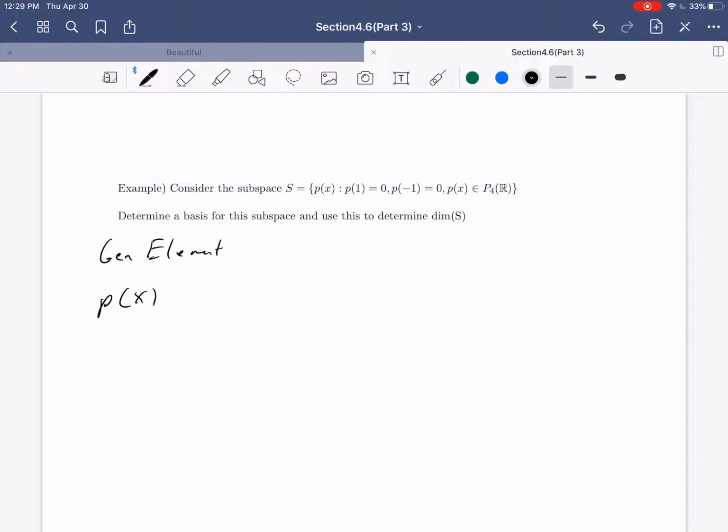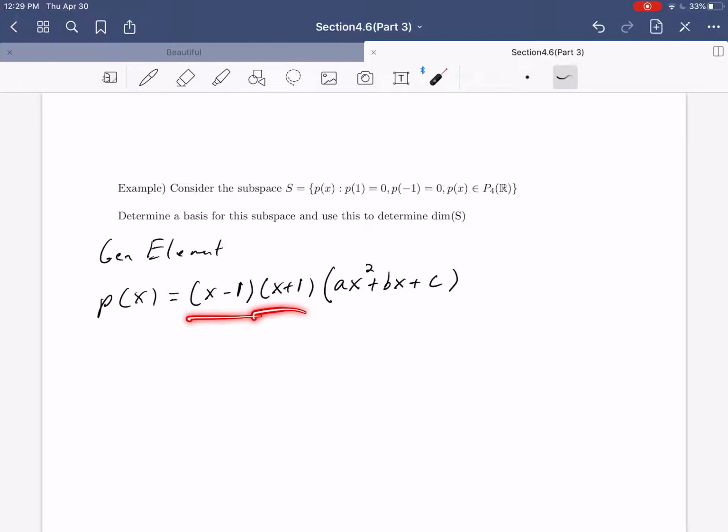So we know p of x has to have a root at 1 and at -1. So it has to have a factor of x minus 1, and it has to have a factor of x plus 1. But it also has to live in P4. Now this is going to contribute a degree 2 term, so we can't go beyond degree 4. So all that would remain is the option for some degree 2 polynomials, meaning something like ax squared plus bx plus c. If you think about that, this general element assures us that we have the two roots that we want, and it assures us that since we have degree 1 times degree 1 times degree 2, we will be inside degree 4.